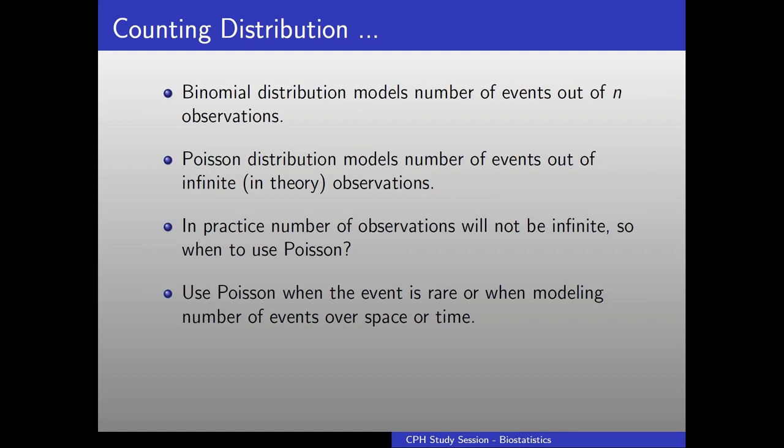Just one more topic and I'm done: counting distributions. A binomial distribution models the number of events out of n observations. A Poisson distribution models the number of events out of infinite observations. But in practice, the number of observations will not be infinite, so when do you use Poisson? The key word that I said before is that the event is rare. So if what you're counting is a rare event, a Poisson distribution may be more appropriate, or if you're modeling the number of events over time or space, then you may want to use a Poisson distribution.